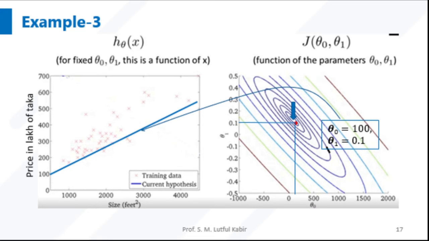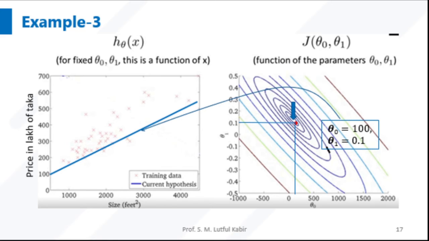Now, of course, what we really want is an efficient algorithm for automatically finding the values of theta 0 and theta 1 that minimize the cost function j. What we do not want to do is to try manually. We do not do that. That is not a good way to do it.